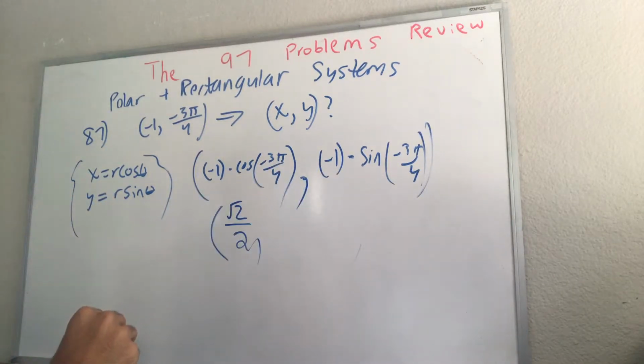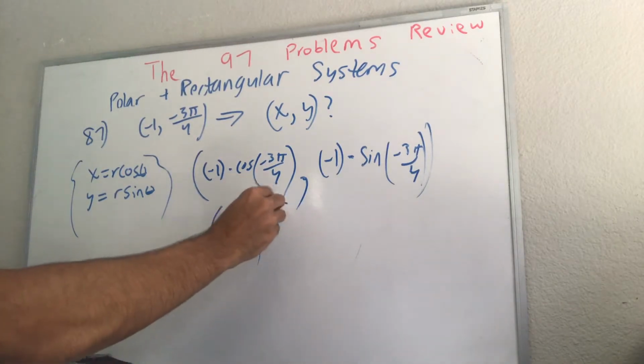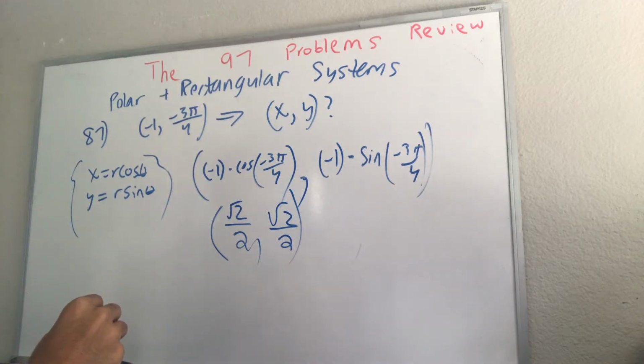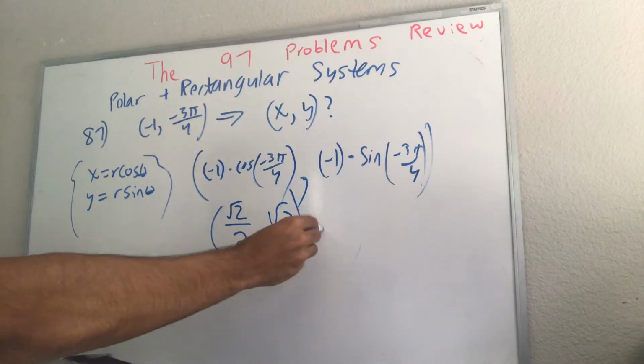And our y value here, well, sine of -3 pi over 4 is the same thing as negative sine of 3 pi over 4. Well, sine of 3 pi over 4 is positive, so that is positive root 2 over 2. But we have a negative there, so negative root 2 over 2. However, it's being multiplied by -1, so this is also positive root 2 over 2. So clearly this indicates that this point is in quadrant 1.